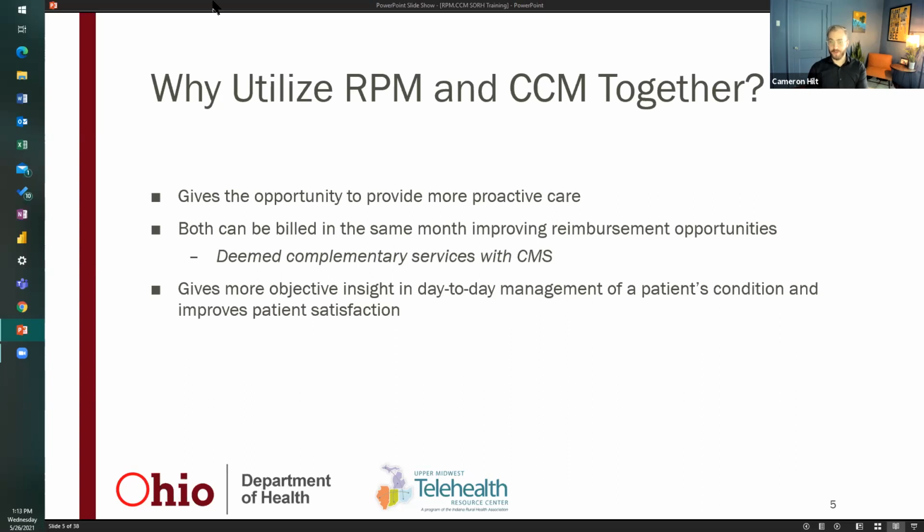Another thing is that both can be billed in the same month. So especially if you're looking to offer new service lines that can improve your reimbursement opportunities, offering these two services together, since they're deemed complementary services with CMS, can be a really good approach. It's not going to be a get rich quick type scheme. However, it can be a way to bring in additional reimbursement for your organization and improve the health outcomes of your patients. And then lastly, it'll give you more objective insight into day-to-day management of a patient's condition.